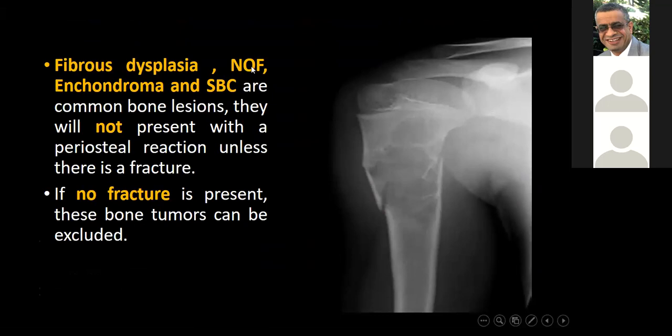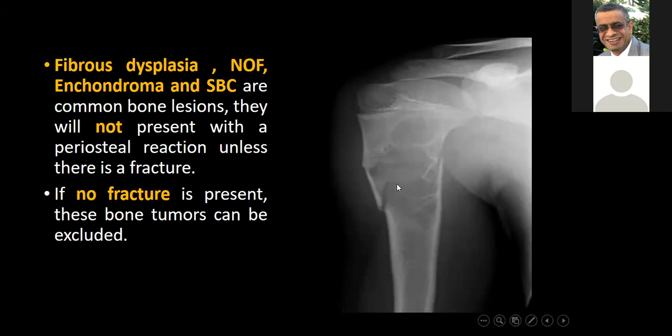Fibrous dysplasia, non-ossifying fibroma, enchondroma, and simple bone cysts. These common bony lesions will not cause a periosteal reaction unless there is a fracture. So if there is no fracture and a periosteal reaction is present, we can exclude these from the differential diagnosis of the bony lesion. In this case, there is an osteolytic lesion in the proximal humerus associated with a pathological fracture. This is a case of solitary bone cyst.